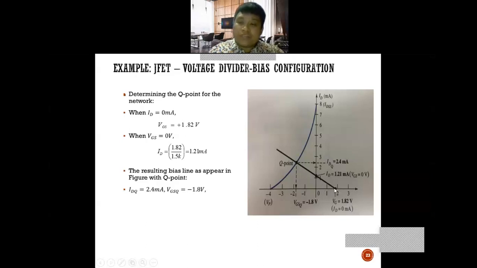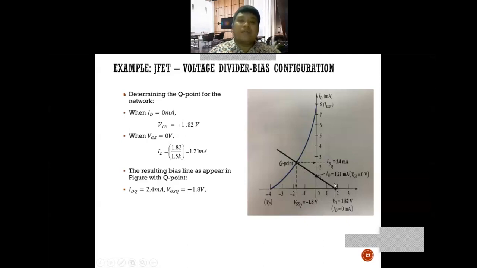You can plot VG first and then plot ID. The resulting bias line appears in the figure with the Q point. So for IDQ, we draw the line until it intersects with the curve. So we can find that IDQ equals 2.4 milliampere and VGSQ equals negative 1.8 volts.